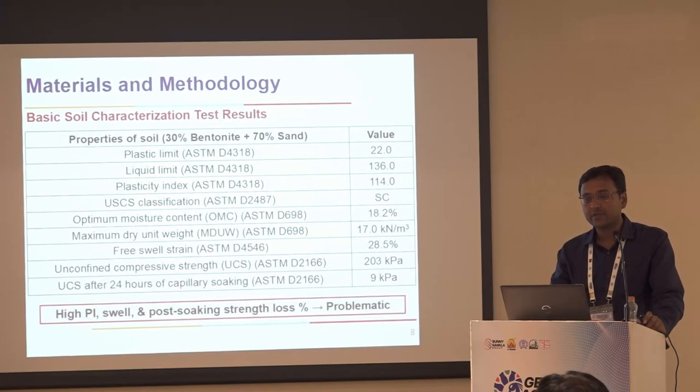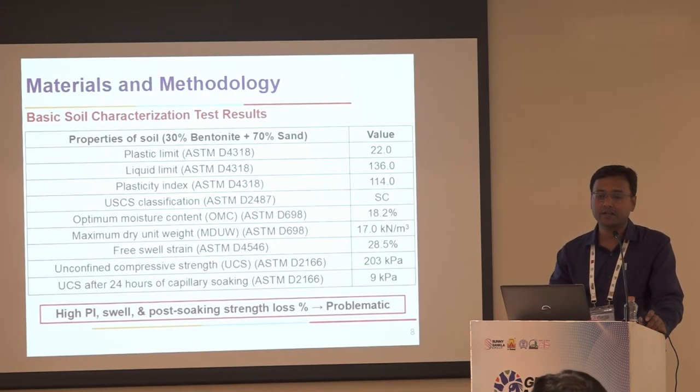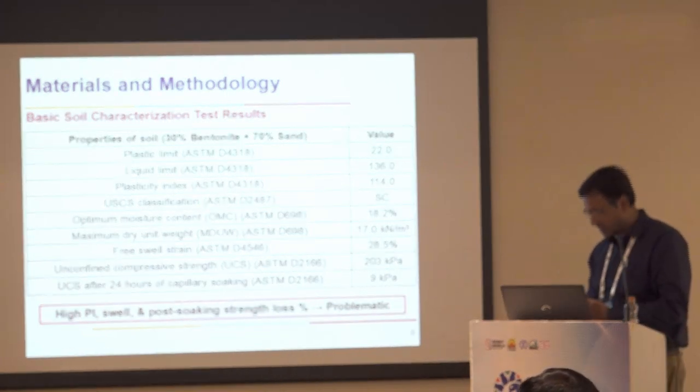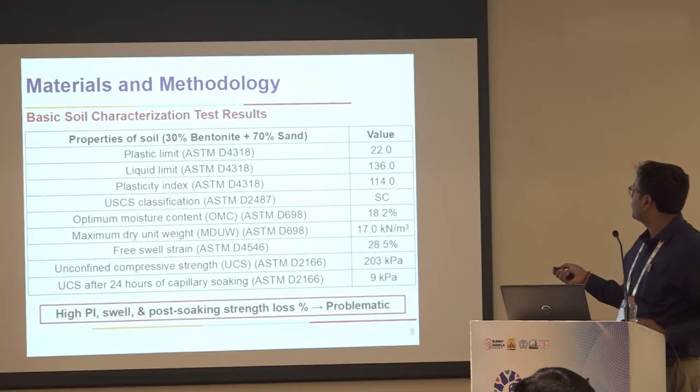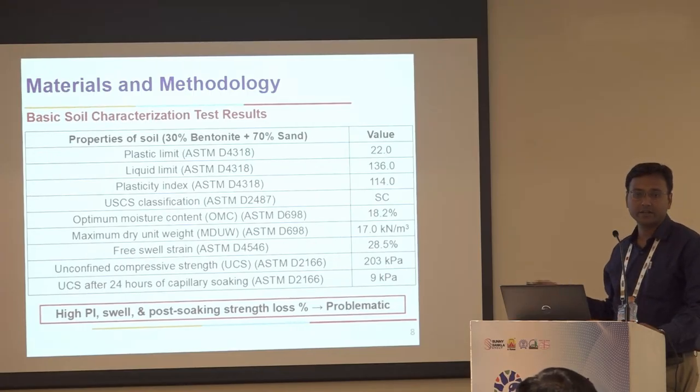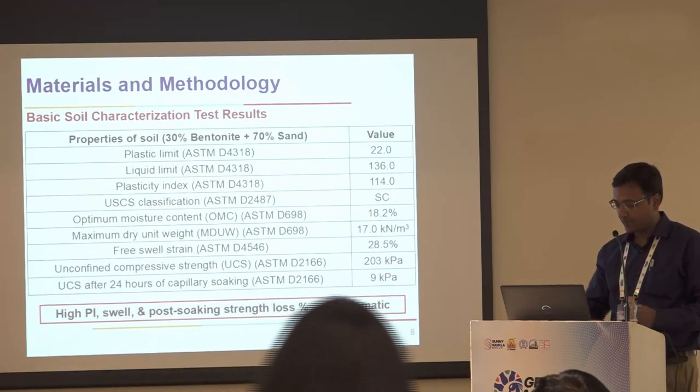Coming to the materials and methodology part, the test soil is a manufactured soil having 30% bentonite and 70% sand. The basic soil characterization test results are shown here. If you look at the PI value, the 1D free swell strain, and the percentage strength loss after moisture exposure, it's pretty obvious that the soil is a problematic soil and it is suitable for lime stabilization.